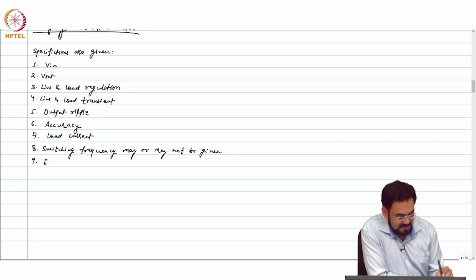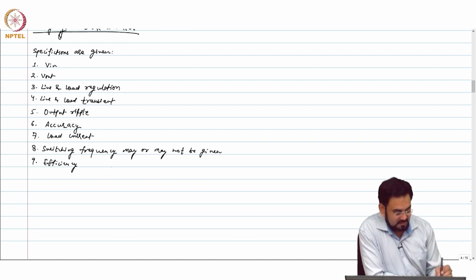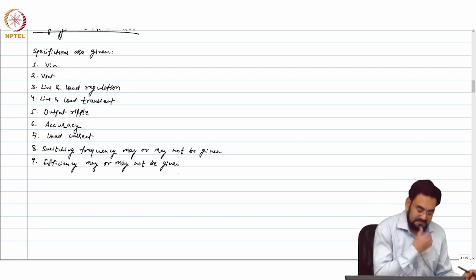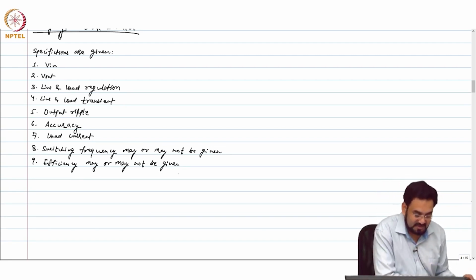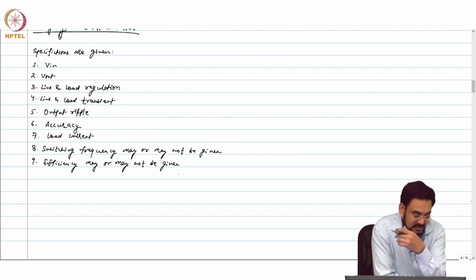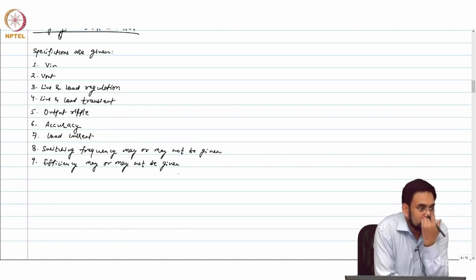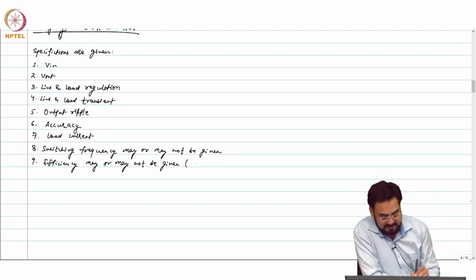Ninth is efficiency. This also may or may not be given. If it's given, then you size your transistors and choose the inductors with the DCR values based on the efficiency. Otherwise, we usually target 90% and above.